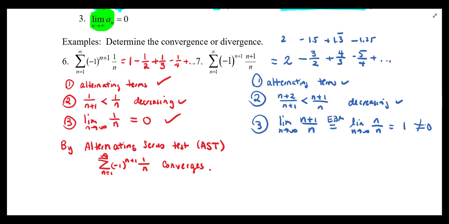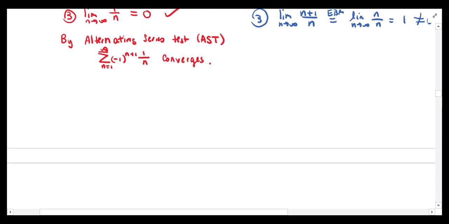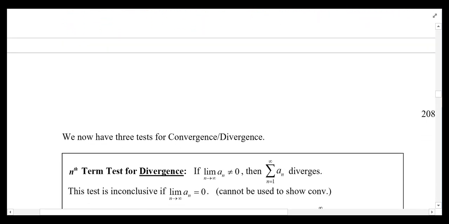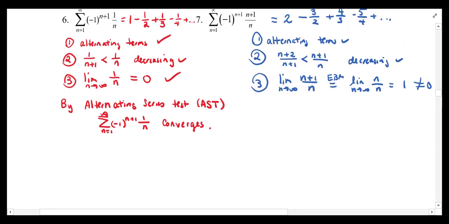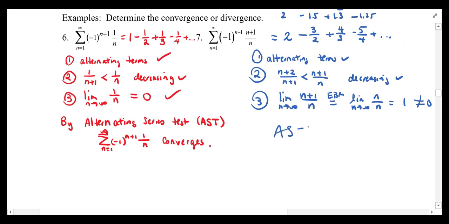And this is where I'm thinking, can you go back to what you've learned a long, long time ago? Maybe not that long, but a few lessons ago. Because remember this test called the nth term test for divergence? If the limit as n approaches infinity of the term does not equal 0, then we can show that it diverges. So going back to the example, I wouldn't quote the alternating series test because it didn't satisfy the conditions, so don't quote that one.